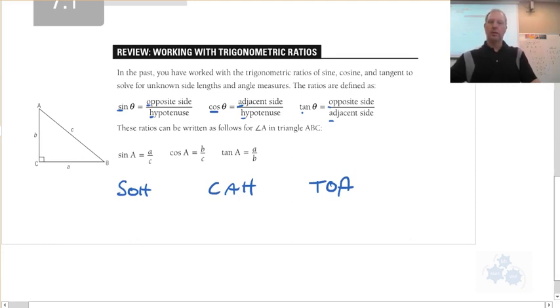Okay. So if we were talking about angle B, let's say, the angles always go with these trig functions, right?